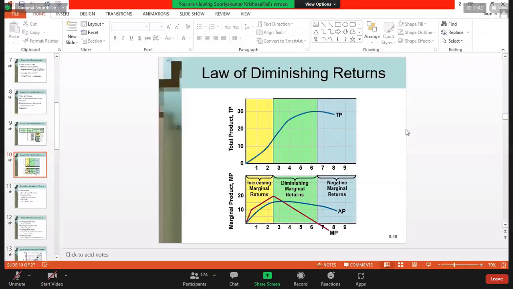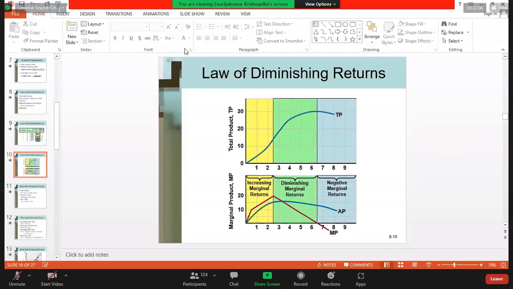That means each additional labor produces less and less. Then to produce one more output, we need to use more and more labor. So the total cost will increase at the increasing rate.